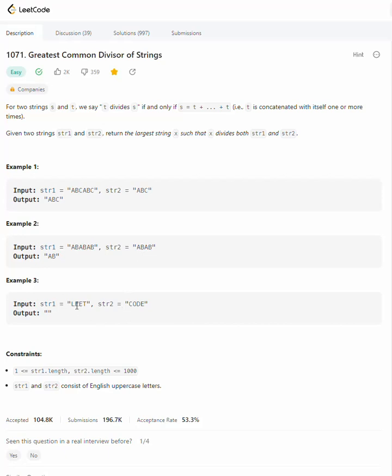Now in the third example, string 1 is this and string 2 is this. All the characters in both the strings are different. So it is not possible. The output is an empty string. So now let's see how to write the code for this.